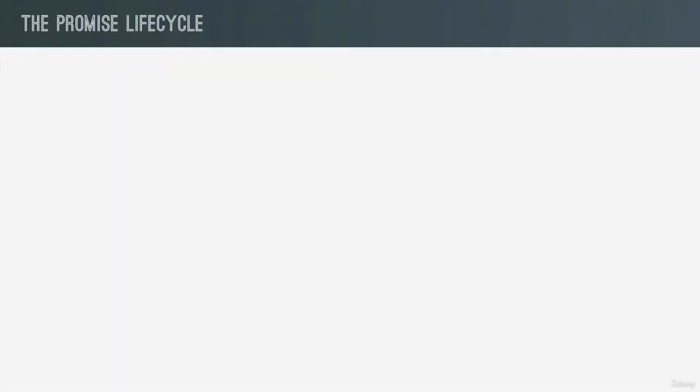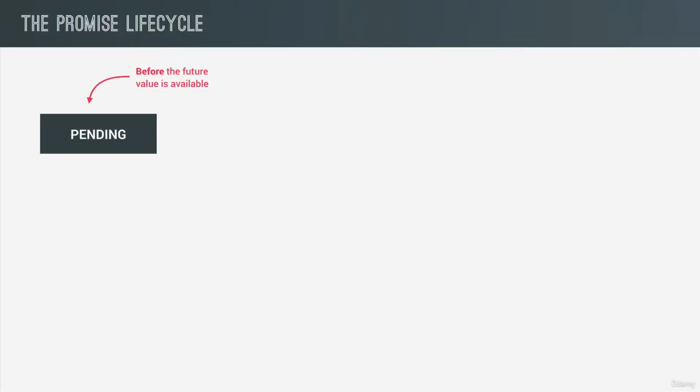Now, since promises work with asynchronous operations, they are time sensitive, so they change over time, and so promises can be in different states. And this is what we call the life cycle of a promise. So in the very beginning, we say that the promise is pending. And so this is before any value resulting from the asynchronous task is available. Now, during this time, the asynchronous task is still doing its work in the background.